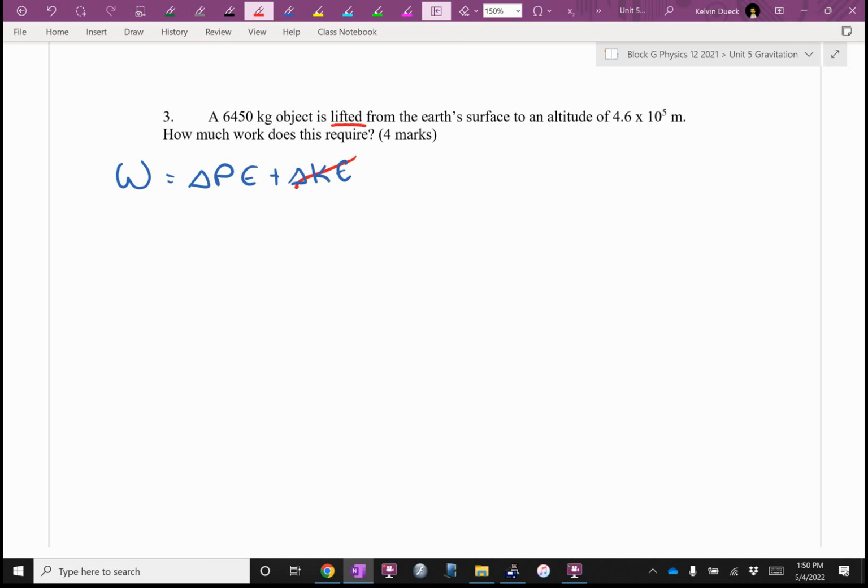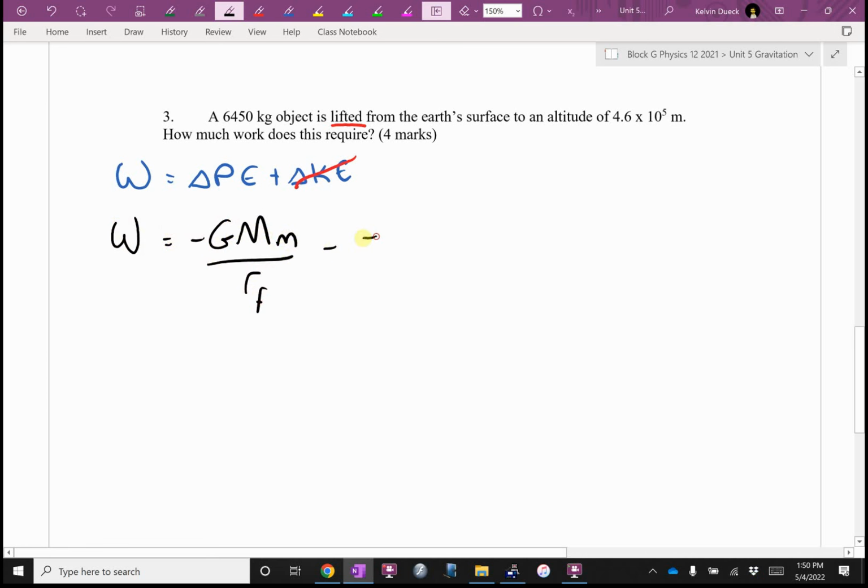And it's a surprisingly tough phrase to say. I botch it all the time too. Final minus initial. So if I hear you correctly, you're telling me it's going to be negative big G, big M, little m over R final minus negative big G, big M, little m over R initial.